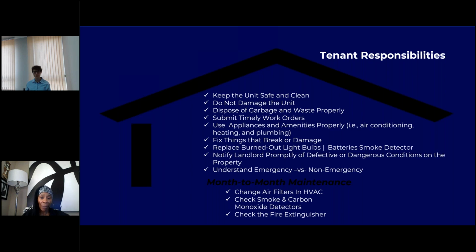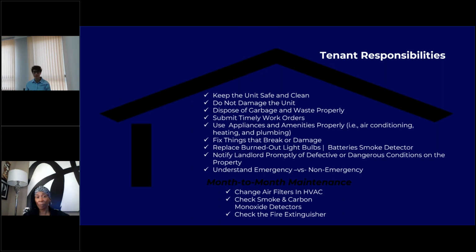And also to use the appliances and amenities properly. Again, cultural orientation should address that, but I do highly recommend, once they get leased up, you walk through the actual unit with them and explain how to use the amenities. Because amenities, when they do break down, can affect other parts of the unit. And also fix things that they break or damage.